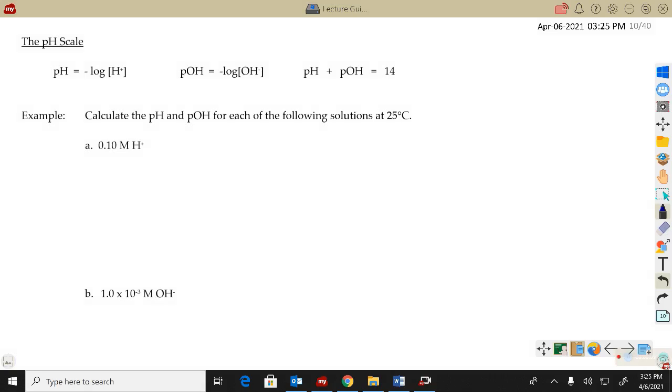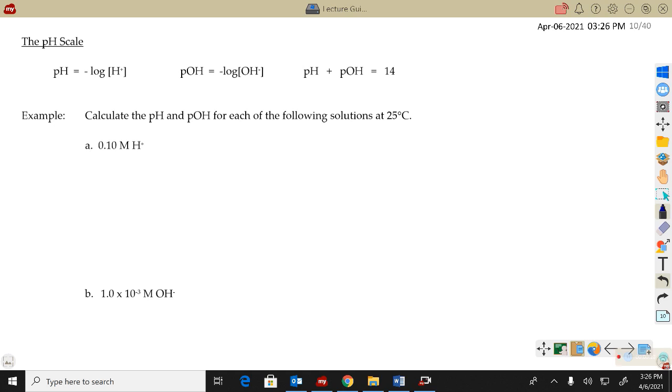It's time to calculate pH. So we've got these three little equations up on top, and they are all in your equation packet. So none of them need to be memorized. We just got to know how to use them. Now on the surface, these equations are super easy, plug and chug.